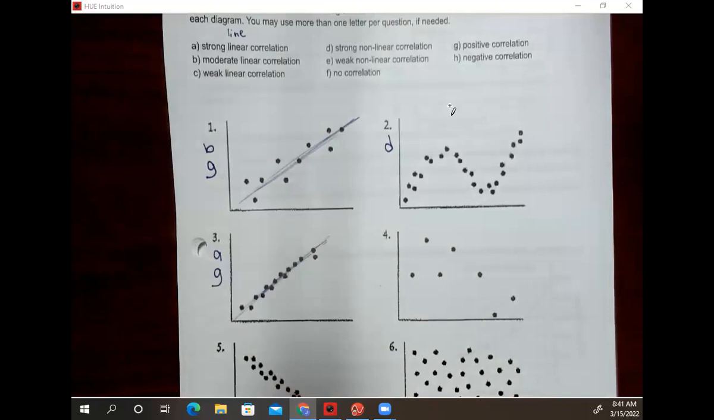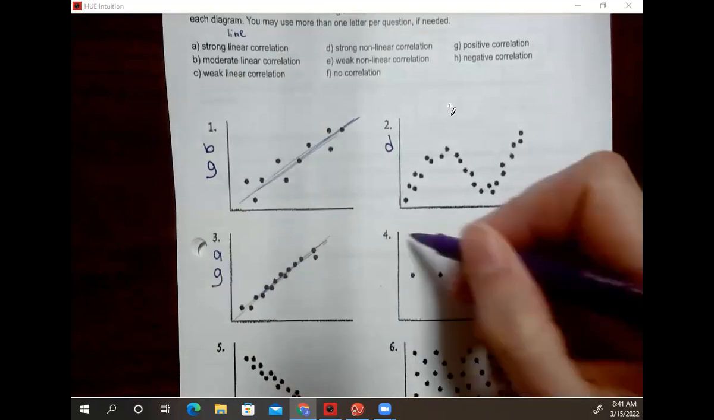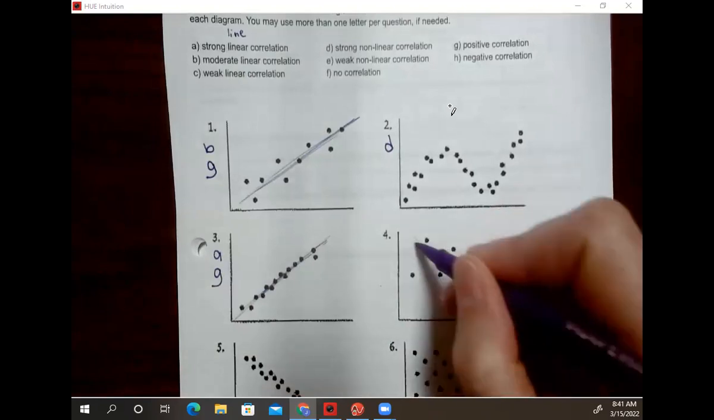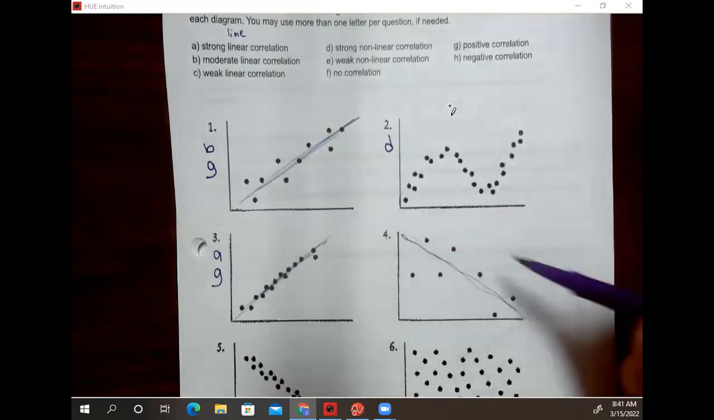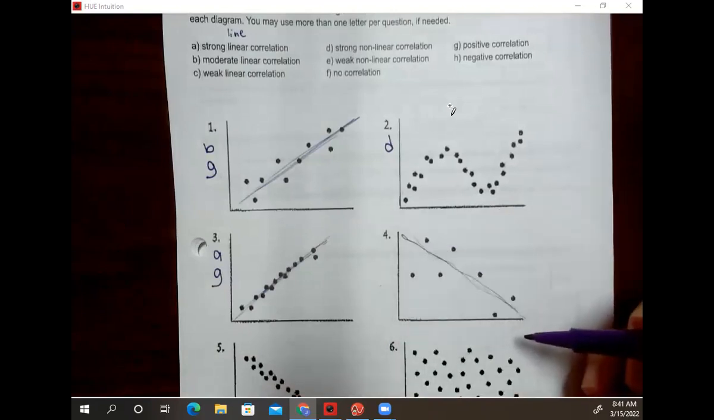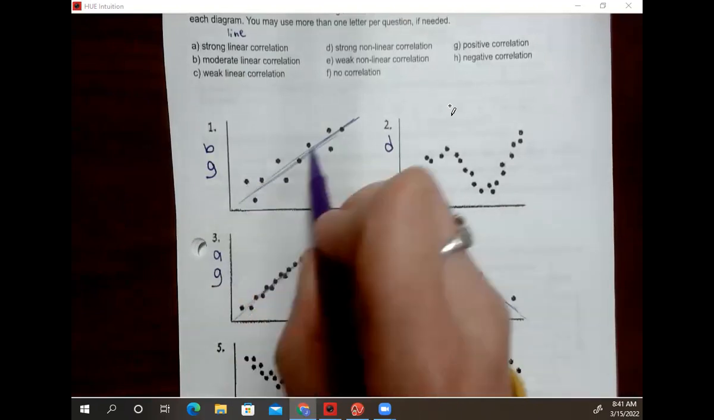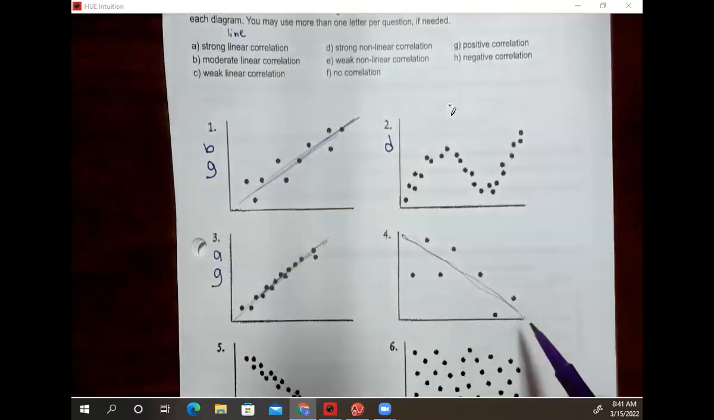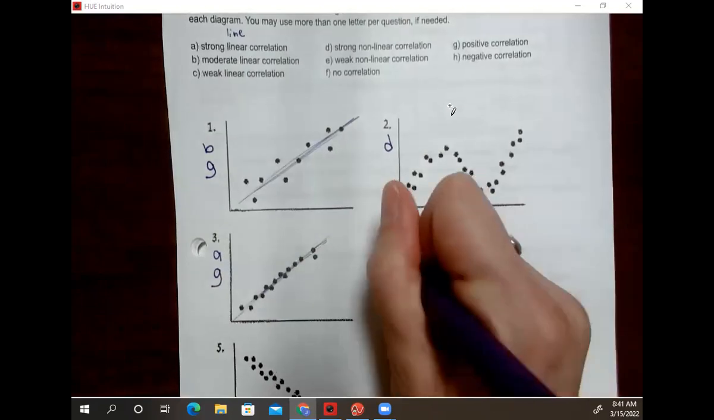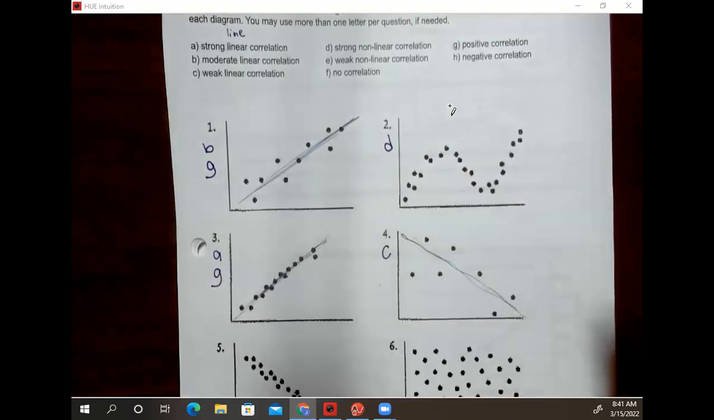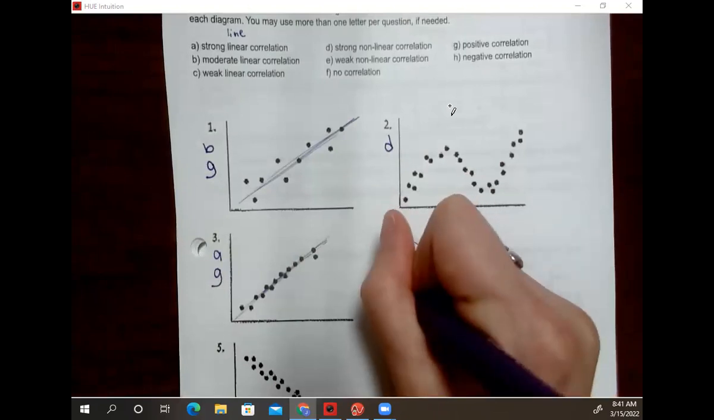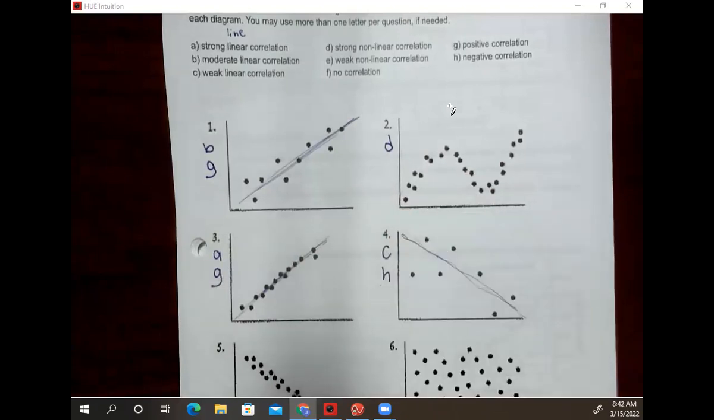For number four, I can see that I do have a trend here. As my X values get bigger, my Y values get smaller. I would say it's linear, but it's not a very strong correlation. So this would be a strong correlation. This I would call a moderate correlation. This is probably a weak correlation. So I'm going to call this a weak linear correlation. And then my best fit line, I would expect to have a negative slope. So I'm also going to call this a negative correlation.